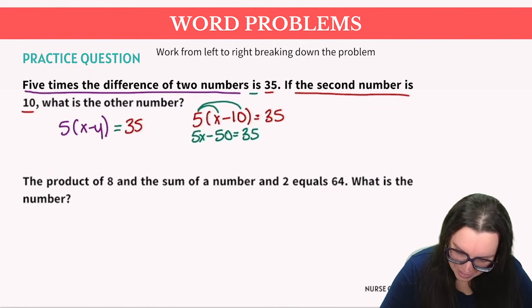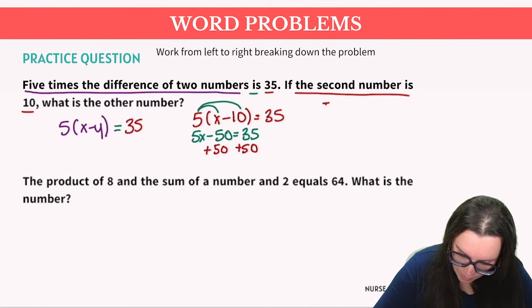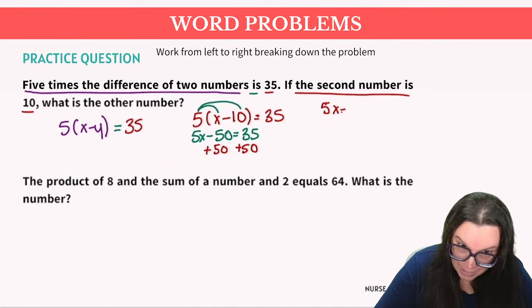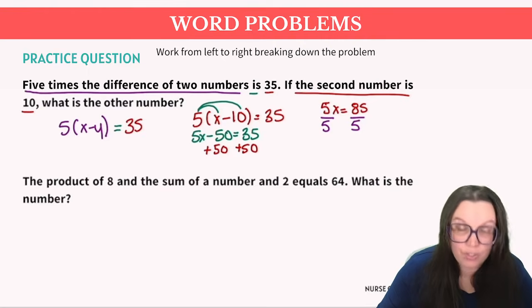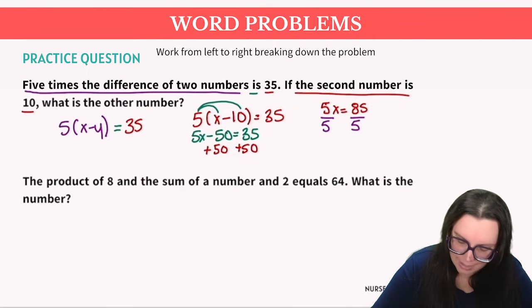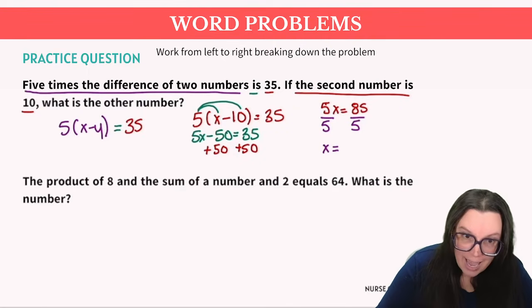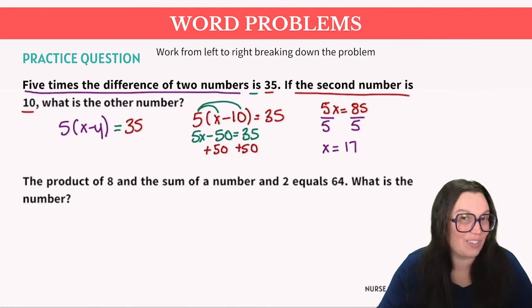Now we need to start isolating our x. So we are going to add 50 to both sides. That is going to give us 5x is equal to 85. And now we are going to divide both sides by 5 in order to isolate our x. And that is going to give us x is equal to 17.